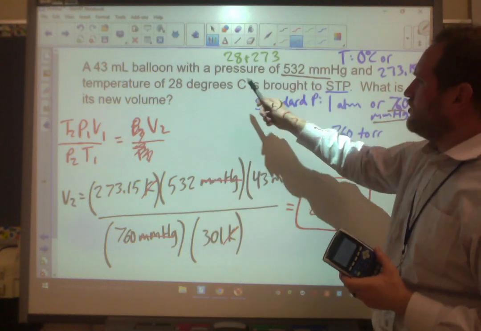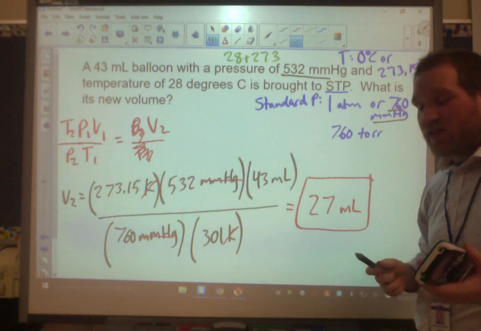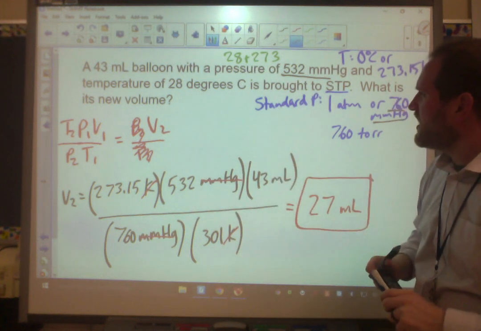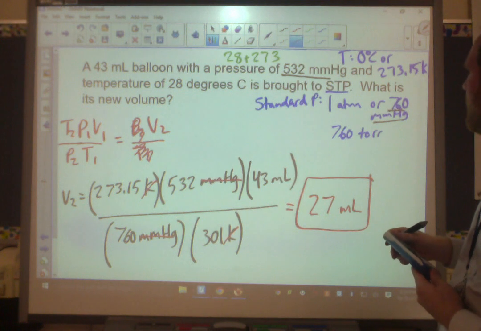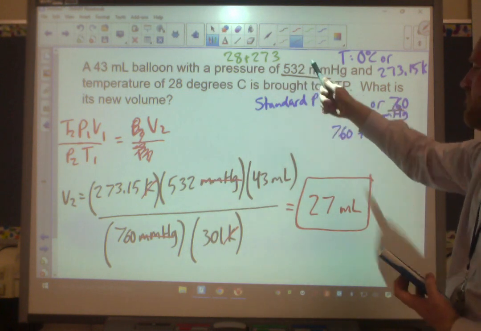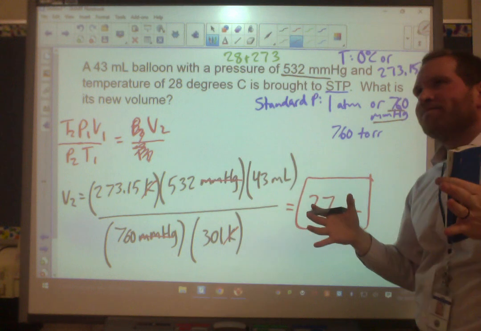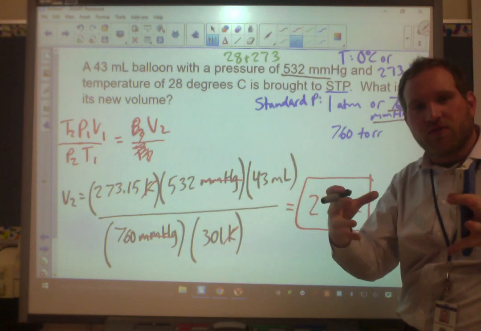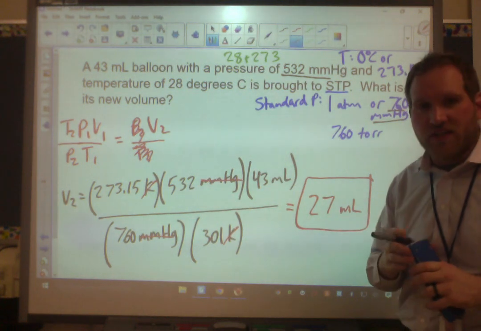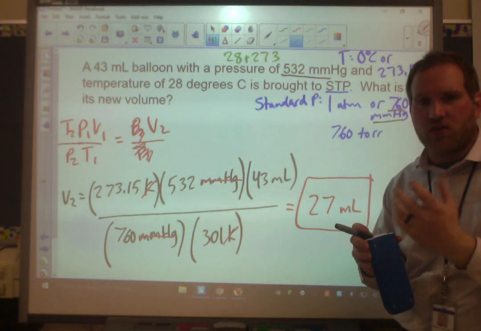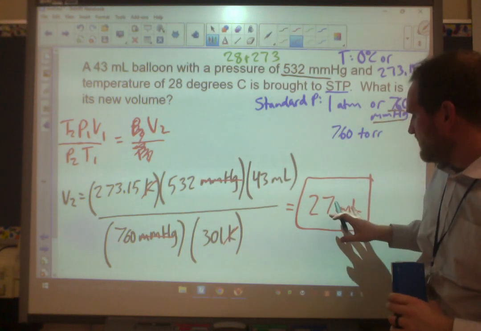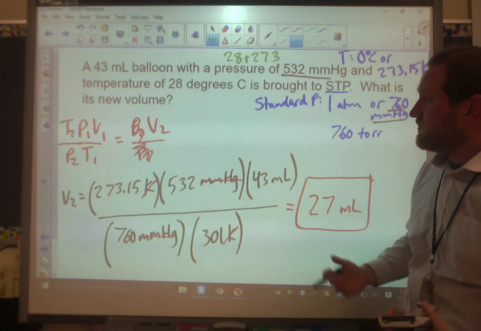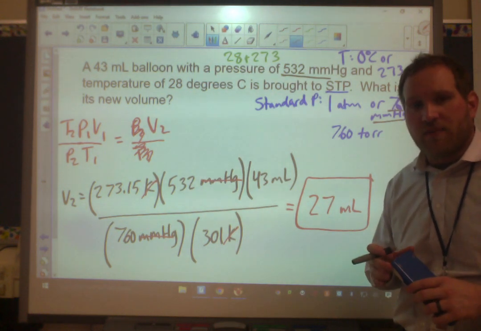So if we're cooling the balloon from 28 to 0, it makes sense that our volume is going to drop from 43 to 27. Let's look at our pressure as well. So we start at low pressure and it ends as high pressure. So in this case, it does make sense that our volume would drop as well, because if you make the balloon smaller, that pressure is going to have to increase as it gets smaller. So it's a little complicated to think of it in this case, but 27 is our answer. 2 sig figs are correct.